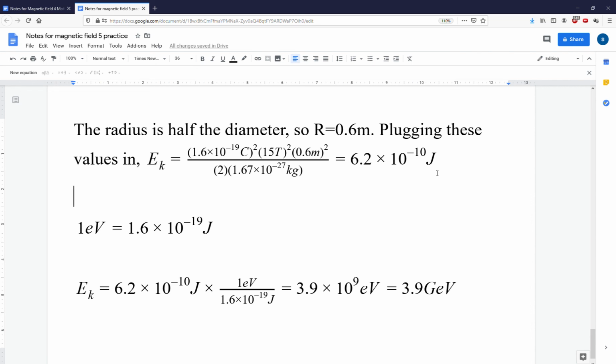To convert this energy into electron volts, we take the energy in joules, 6.2 times 10 to the negative 10th joules, and multiply by 1. In this case, 1 is 1 electron volt divided by 1.6 times 10 to the negative 19th joules. The joules cancel, we're left with electron volts on top, and we have a value of 3.9 times 10 to the 9th electron volts, or 3.9 giga electron volts.